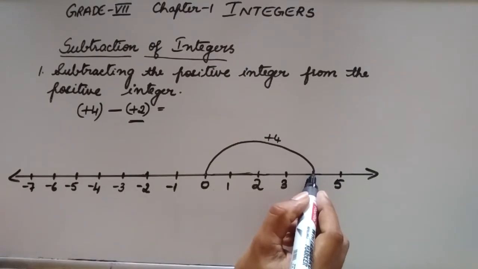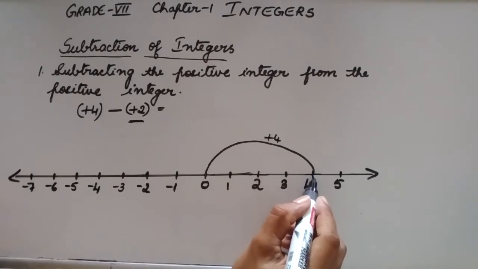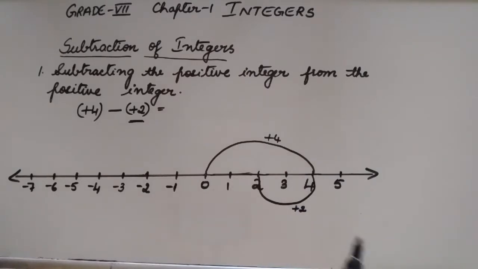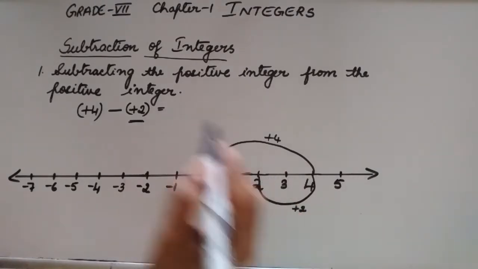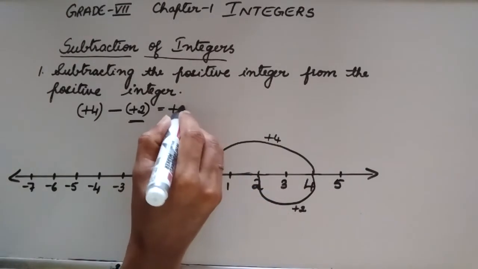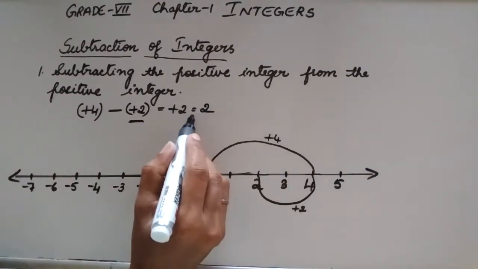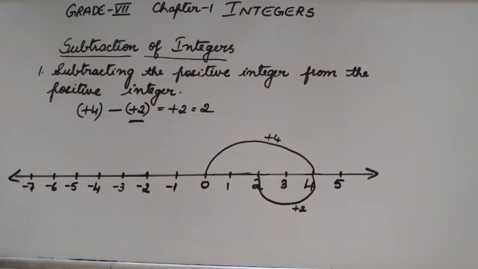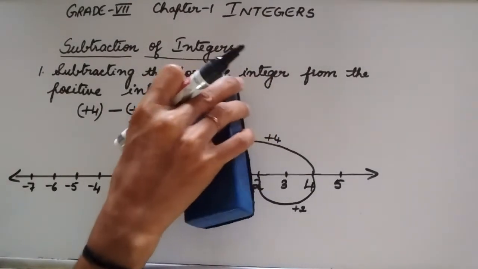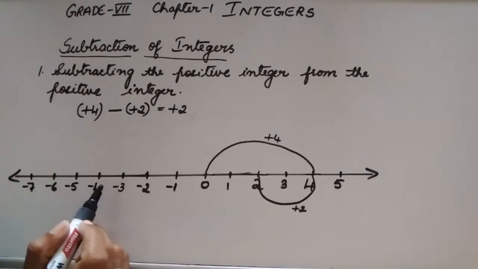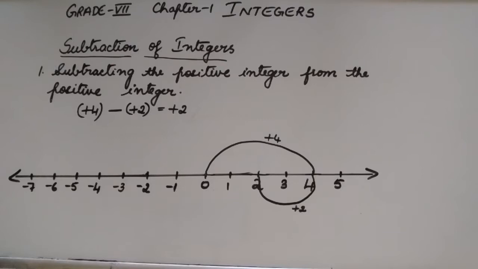So here we need to move 2 steps to the left. So 1 step, 2 steps. So we reach here. So this is plus 2. And we reached here, that is plus 2. Or we can simply write 2. So the answer is plus 2 or 2. Did you get this, students? Yes. Okay, now let us see the second type.